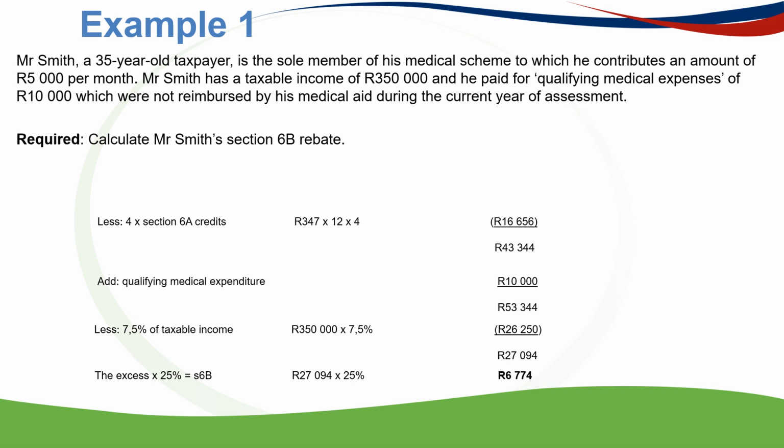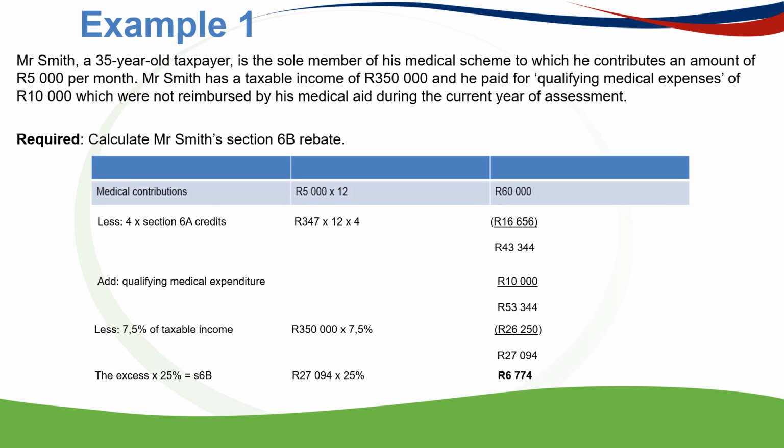So required is to calculate Mr. Smith's section 6B rebate or additional qualifying medical expenses tax credit. So we know we start off with the contributions. It was for the full year, 5,000 Rand times 12 is 60,000 Rand.